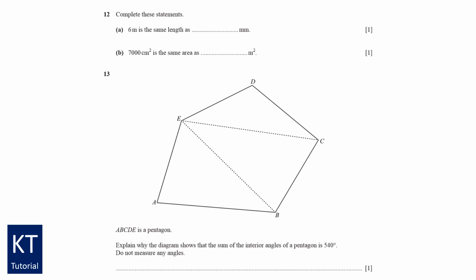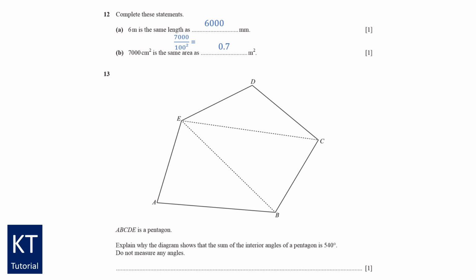Question 12. Complete these statements. 6 meters is the same length as 6,000 millimeters. Next, 7,000 centimeters squared is the same area as... For this you have to divide 7,000 by 100 squared, which brings it to 0.7 meters squared.